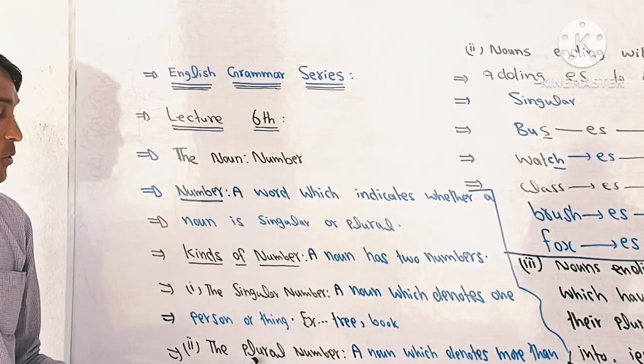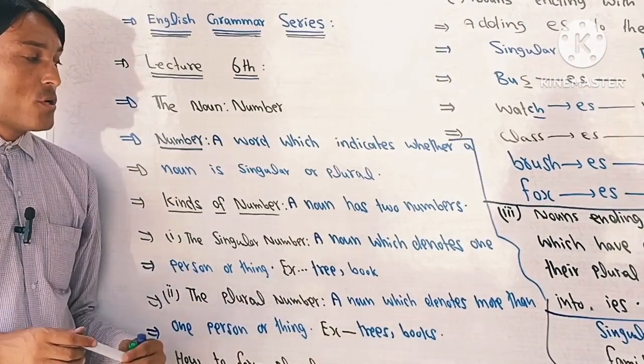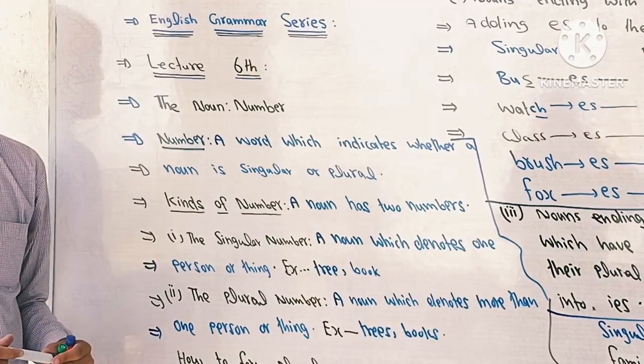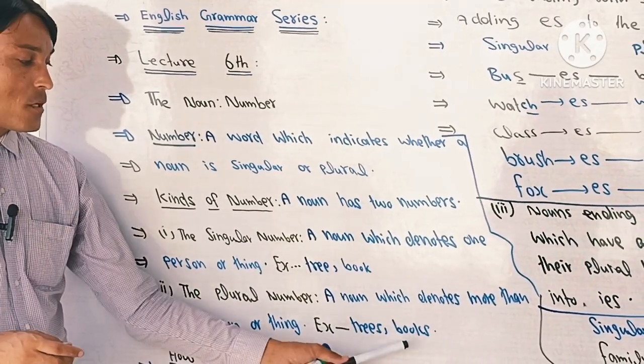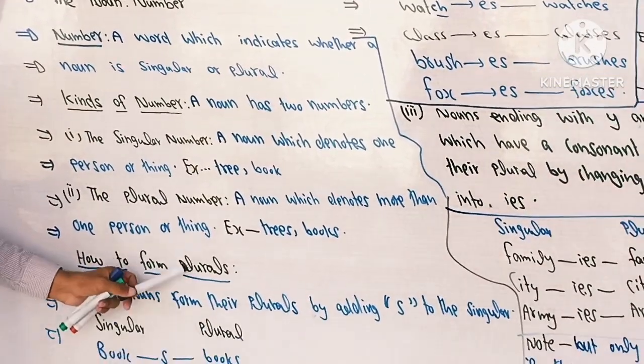The second, the plural number. A noun which denotes more than one person or thing is called the plural noun. Examples: trees, books, tables, etc. How to form plurals?